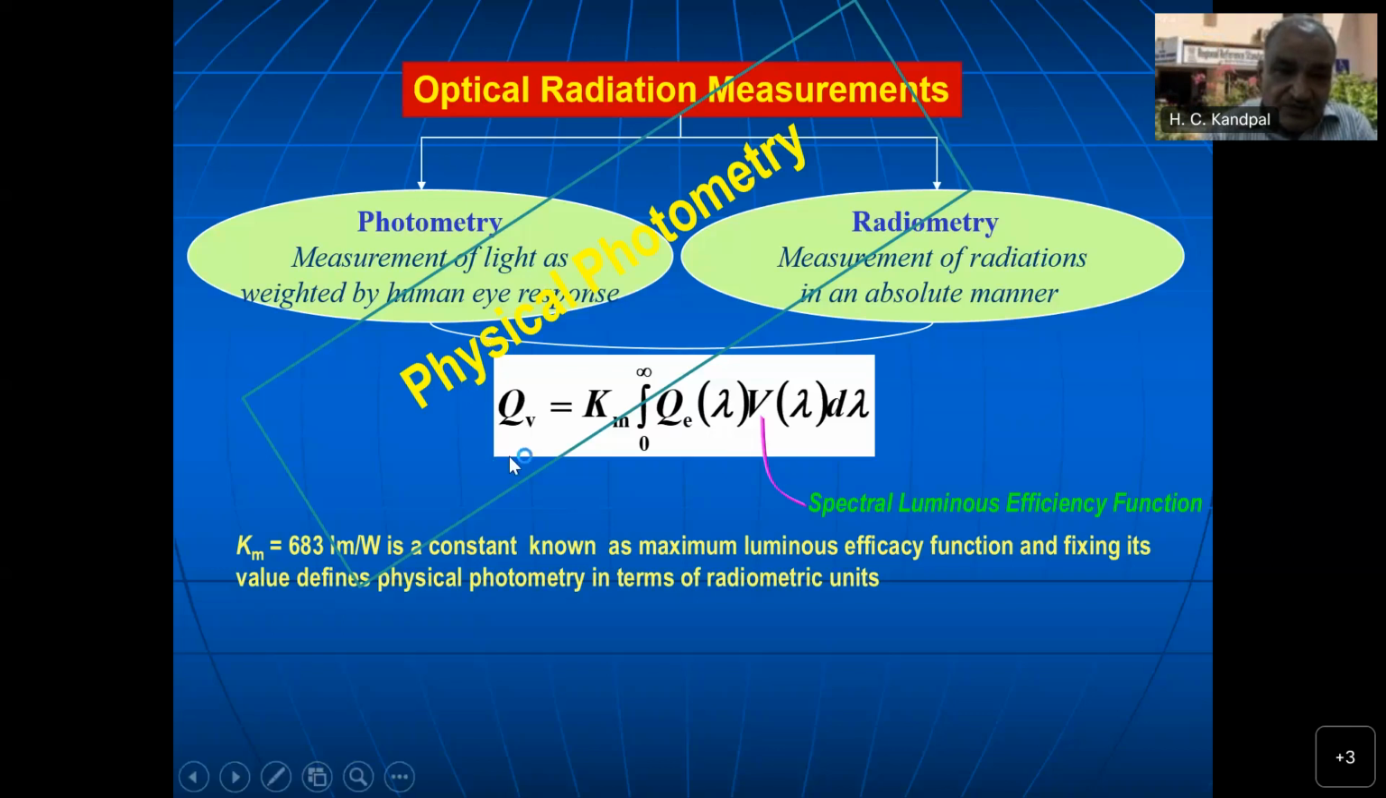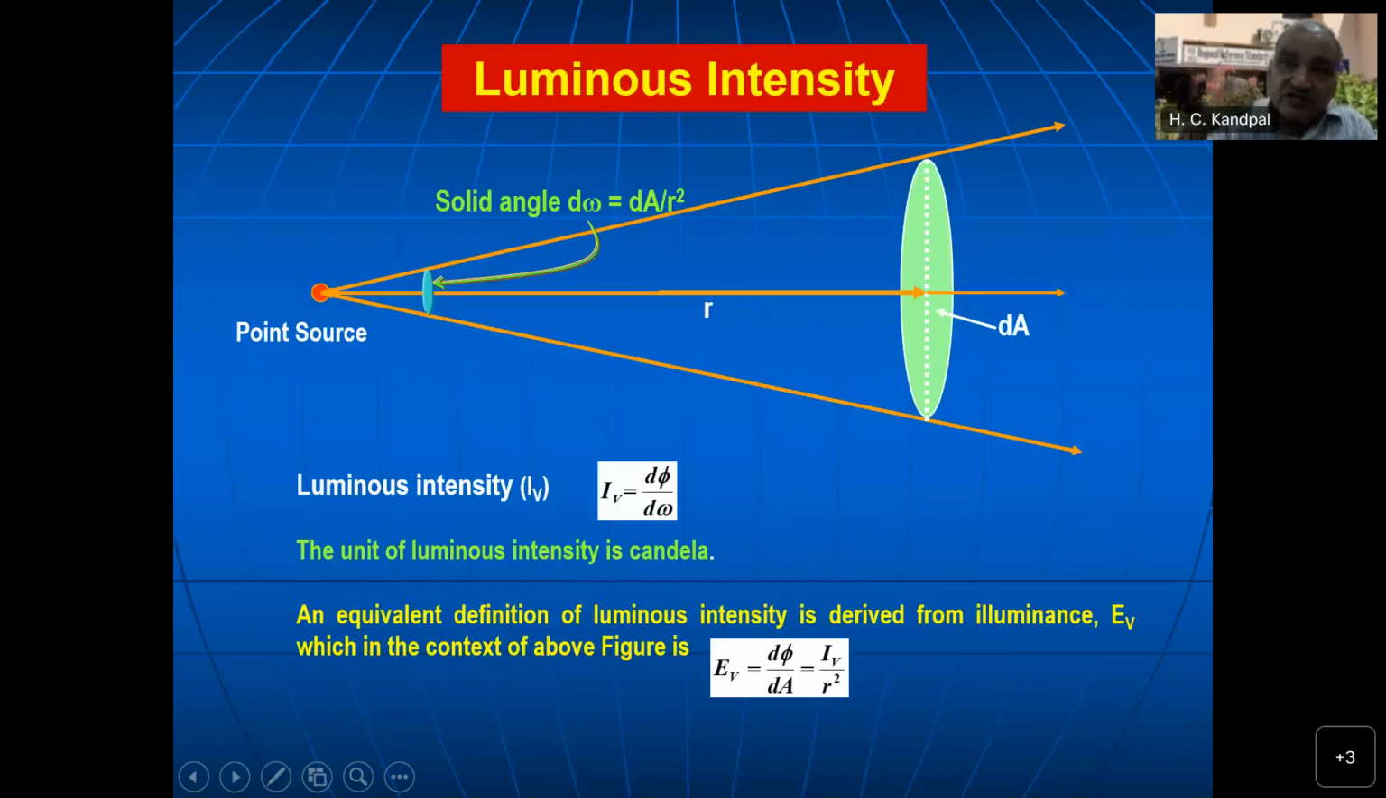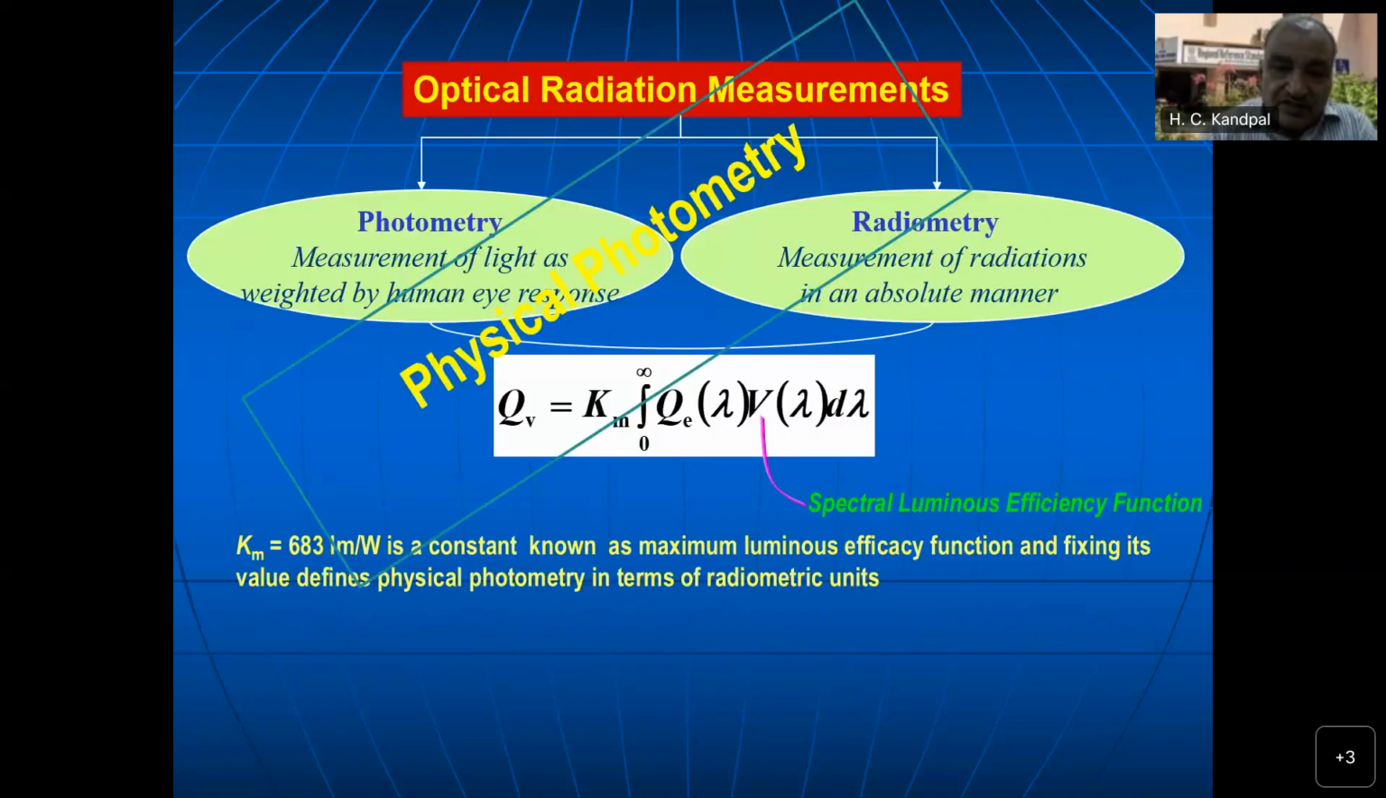This is a photometric parameter being expressed in terms of energy measurement Q_E lambda, which is energy being weighted by the human eye response. How the human eye responds to the energy which is measured in terms of radiometric parameter, and the integration takes place from 380 to 780 nanometers. This is the visible part of the electromagnetic spectrum, and V lambda is already there. And this is multiplied by one of the constants, called the maximum luminous efficacy function, Km, defined as 683 lumen per watt.